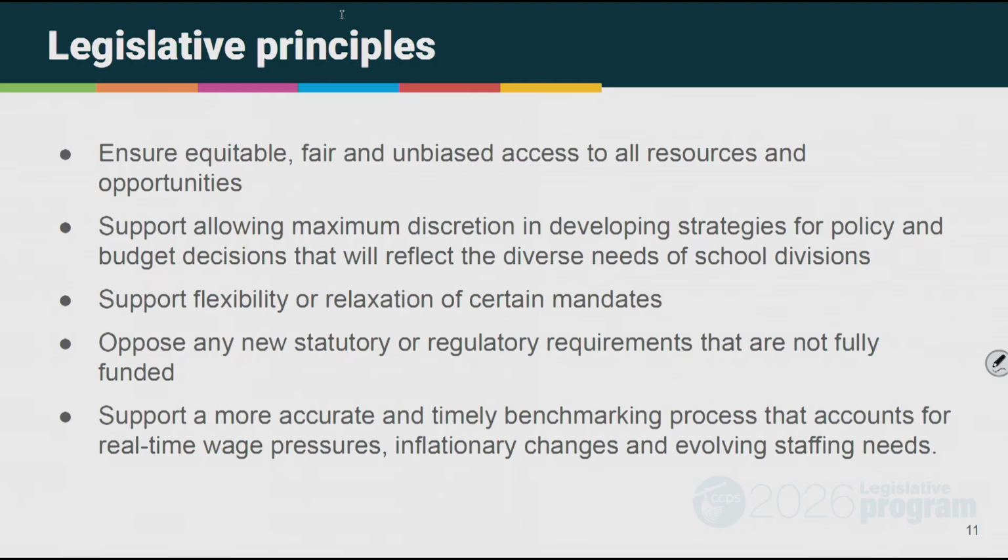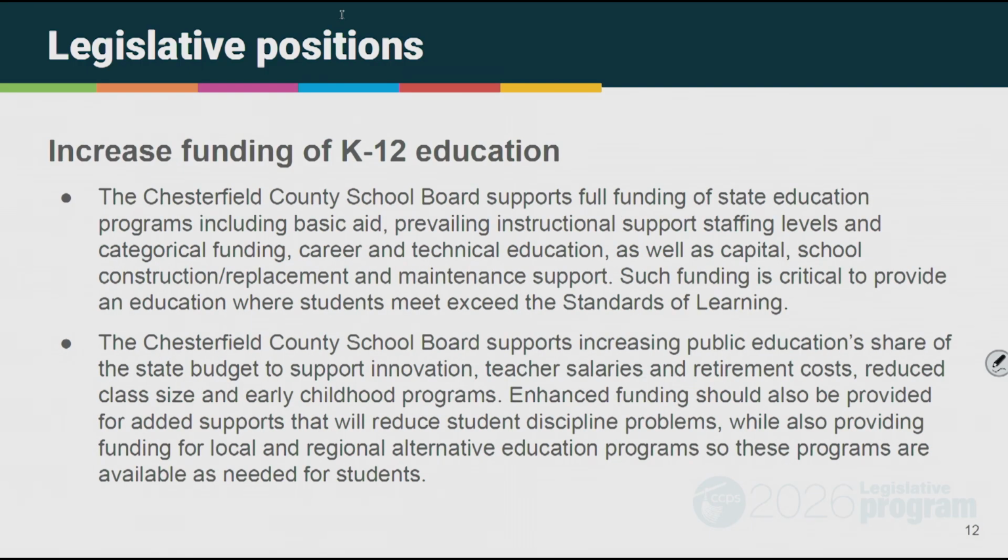Obviously, that's ensuring equitable, fair, and unbiased access, supporting maximum discretion in our school division. Really, the important part there is understanding that we're a unique school division with unique needs. We're the 5th largest school division. We kind of take that for granted, knowing that we're here in Chesterfield, but we do have almost 64,000 students. They have unique needs. We're asking for supporting flexibility, relaxation of certain mandates, and obviously the opposition of any new ones that come along the way. And the last bullet point there is unique this year, which is the timely re-benchmarking process, which the governor has put in his budget to fully fund.